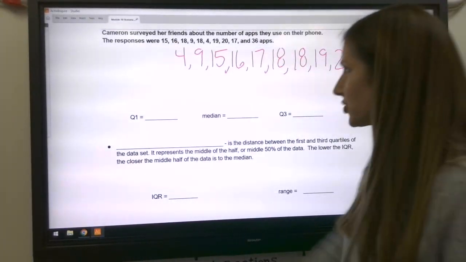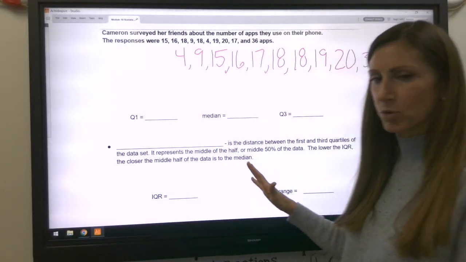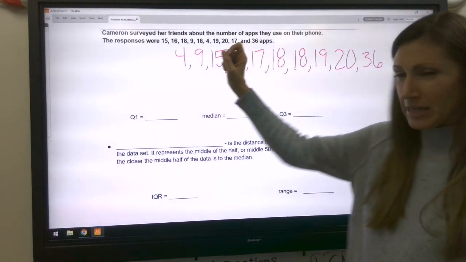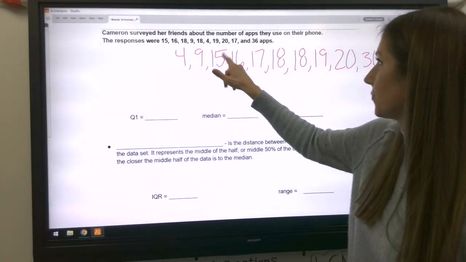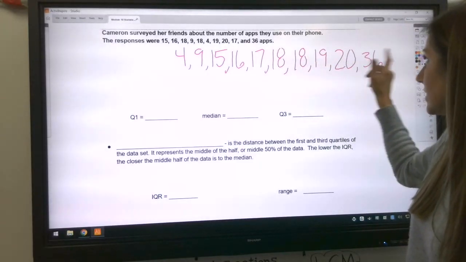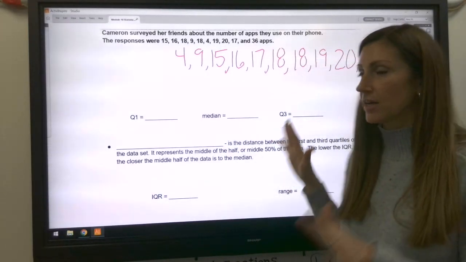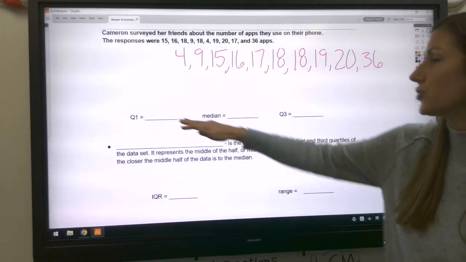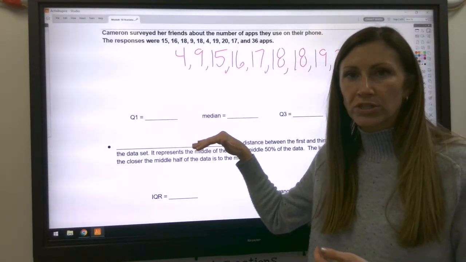All right, and like magic, I have all my data in number order. Check to see. We should have, I believe, 10 pieces of data. 1, 2, 3, 4, 5, 6, 7, 8, 9, 10. So you should have 10 pieces of data in number order now. And let's start seeing if we can figure out these quartiles.